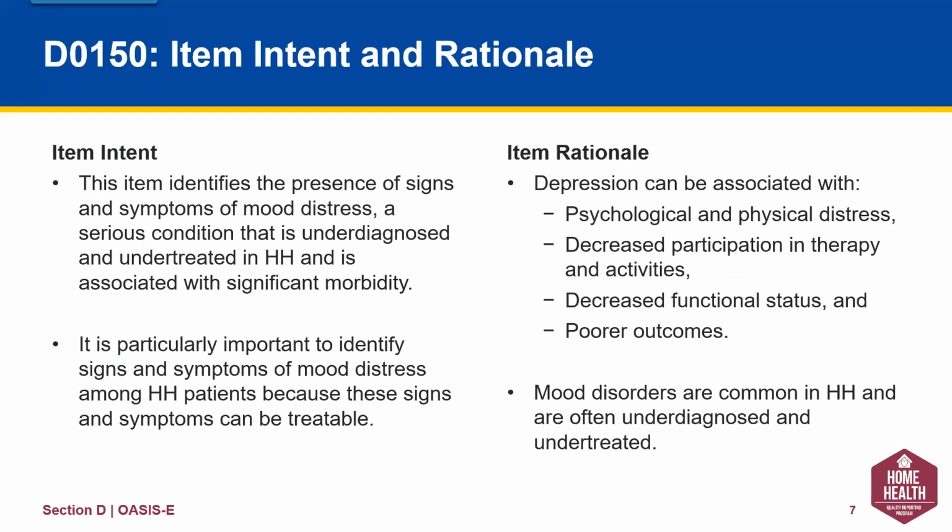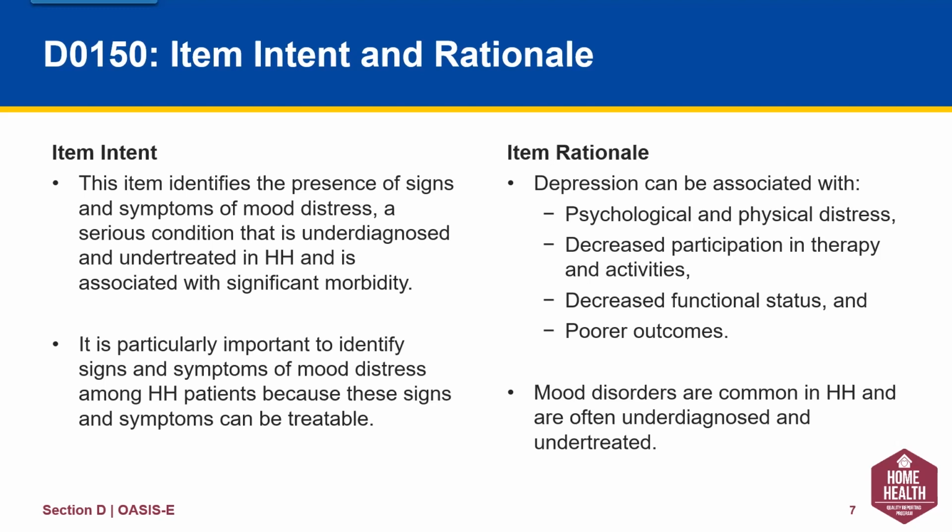The intent for D0150 is to identify the presence of signs and symptoms of mood distress, a serious condition that is underdiagnosed and undertreated in home health and is associated with significant morbidity. It is particularly important to identify signs and symptoms of mood distress among home health patients because these signs and symptoms can be treated. Now, the rationale for this is described in the guidance.